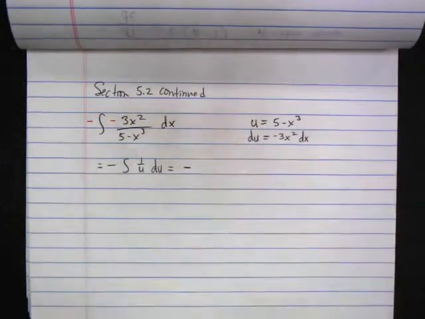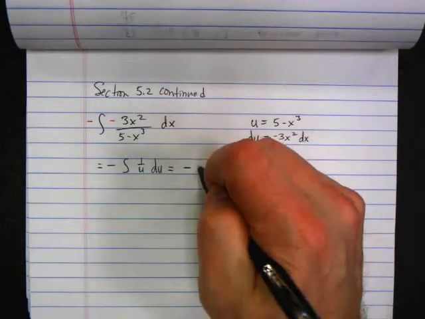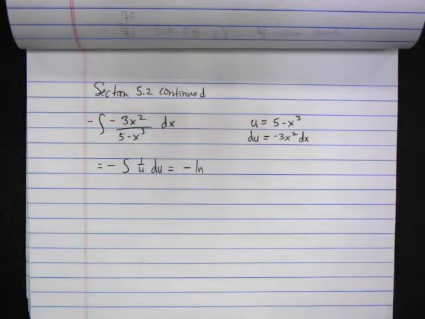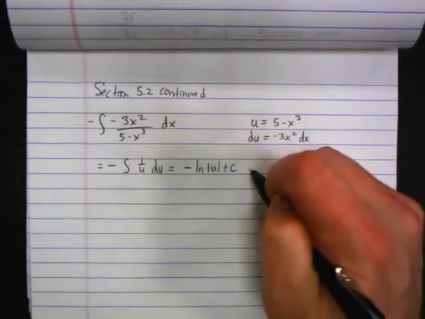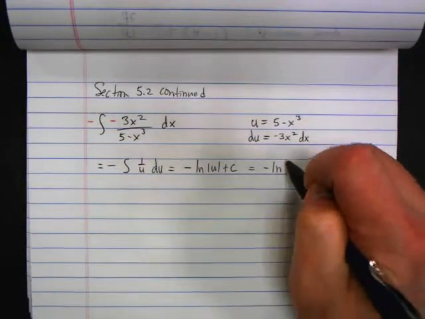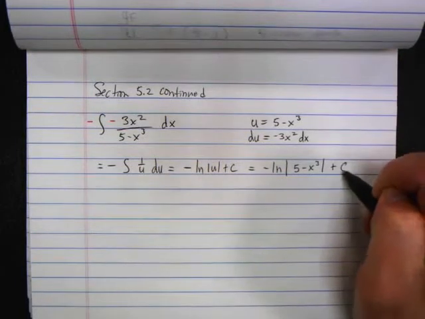So that's minus, what's the integral of 1 over u? Natural log, absolute value of u plus c. Full final answer would be minus ln, absolute value, 5 minus x cubed plus c.